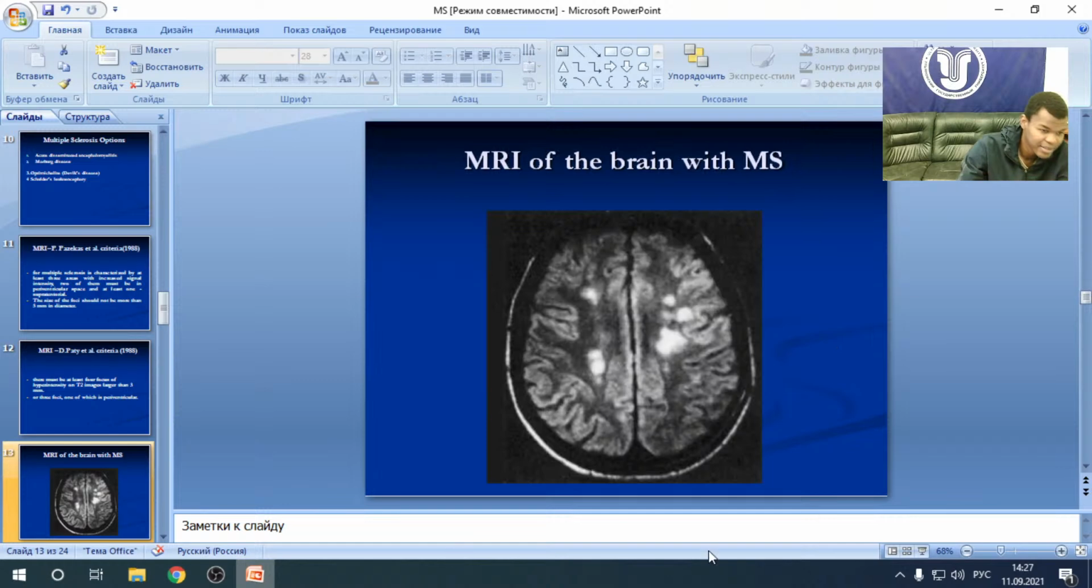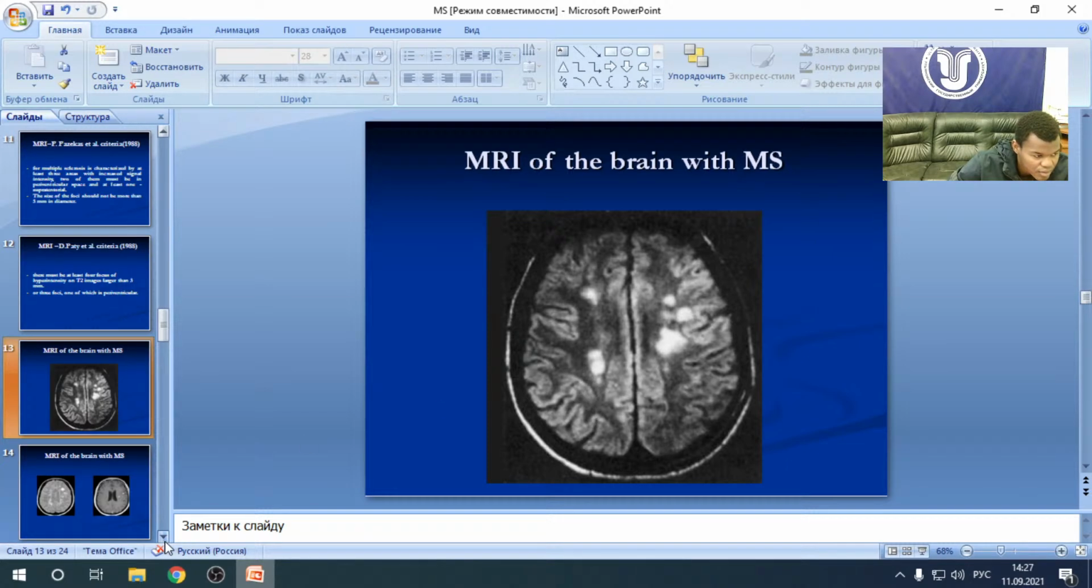So let's check what we are talking about. Here, this one are foci. Here, those ones are foci. When you get an MRI, you check this one, right? You are checking the foci, right? You check the foci.